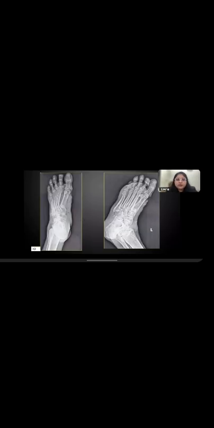Now this case 10. Case 10, what do you think it is? I know this is not a focal bone lesion, but still I've kept this for you. Gout, no. Because see, the first metatarsophalangeal joint is absolutely pristine. Case 10, diabetic foot, Dr. Abhijit Singh.